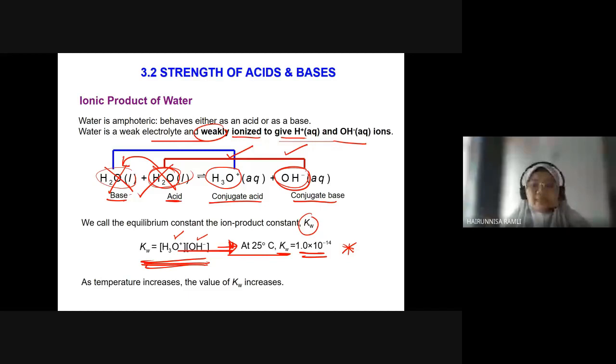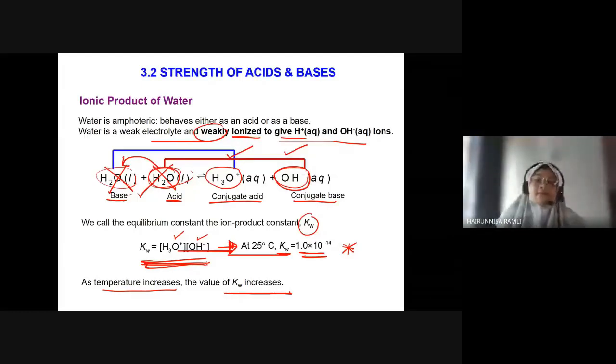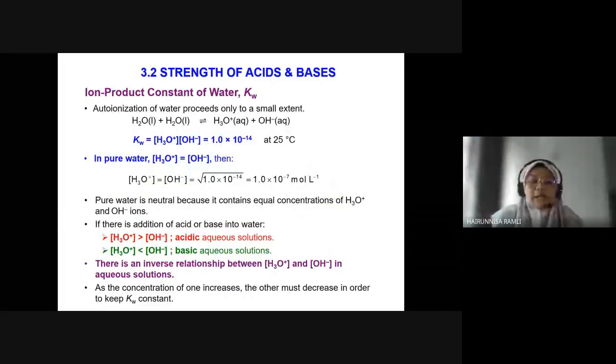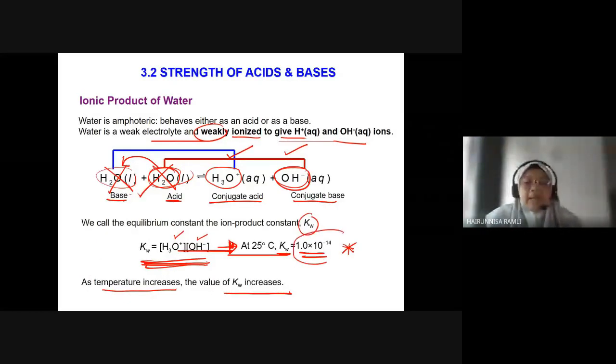As the temperature increases, the value of KW increases. Again, you learned in chapter 2 that temperature affects the K value. At 25 degrees, room temperature, the value is 1 times 10 to the negative 14. But if you increase the temperature, of course the value of KW will also increase. That you don't need to remember; we normally use 25 degrees, and normally it will be given. Basically, I want to explain why the value is this. This is a constant, and we can manipulate it from this.